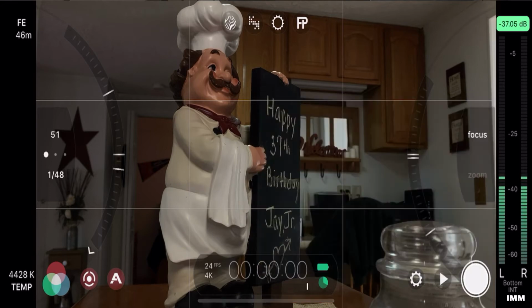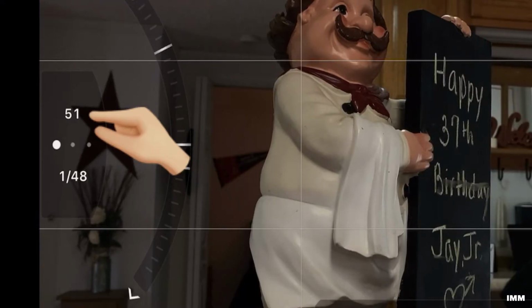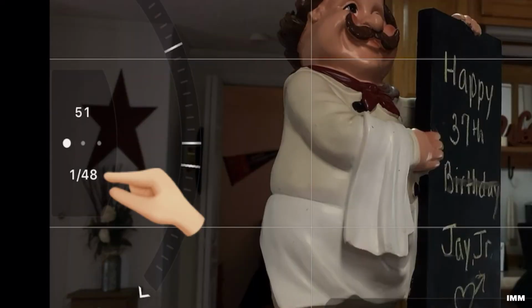Now that we have frame rate down, let's move on to shutter. Shutter is the device through which the lens aperture of a camera emits light, thus exposing the electronic image sensor. Since you already chose your frame rate, you're going to head back out to the main screen. On the left-hand side of the screen, in the middle, you'll see your ISO number on top, and right below that is going to be your shutter speed.